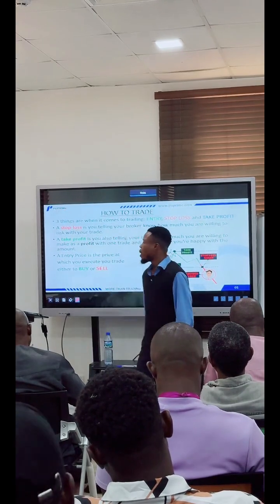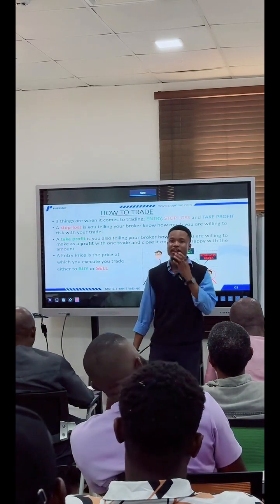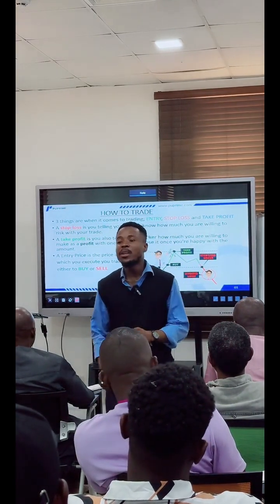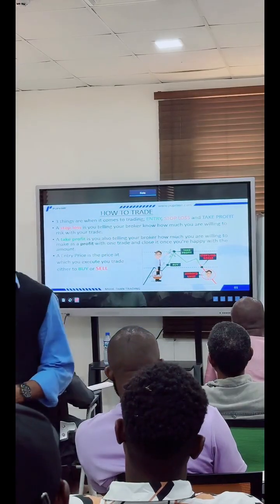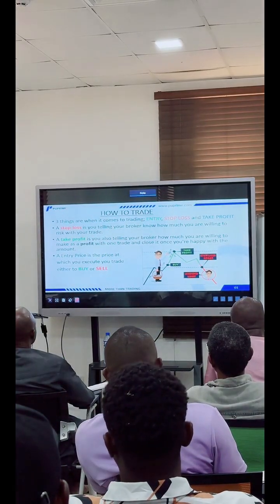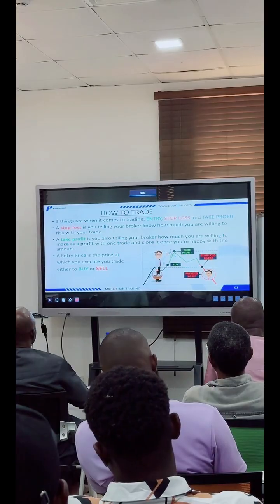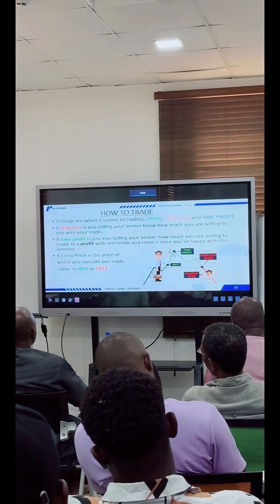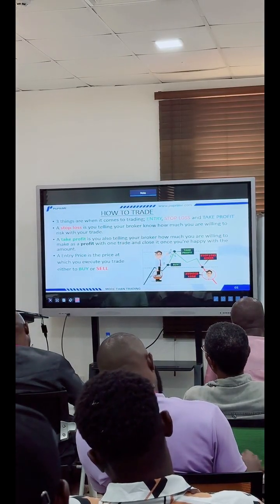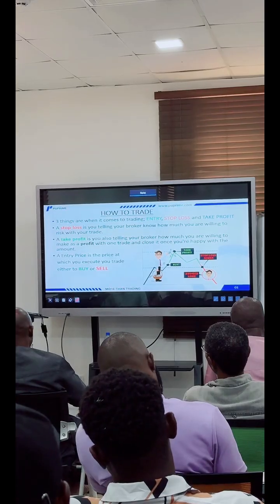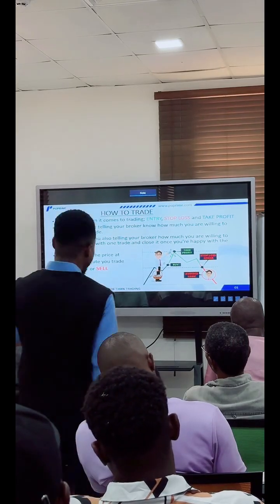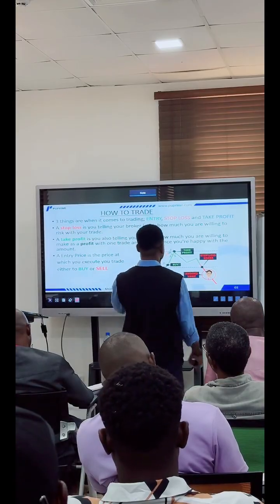Now, what is a take profit? A take profit is an area set on the chart that when the market gets to that particular position, it closes your trade in profit. That is a take profit. So remember, in order for you to trade, you need three things. Number one is what? An entry, a stop loss, and what? A take profit.